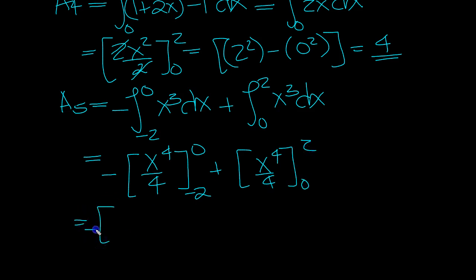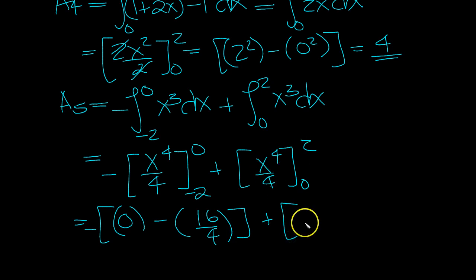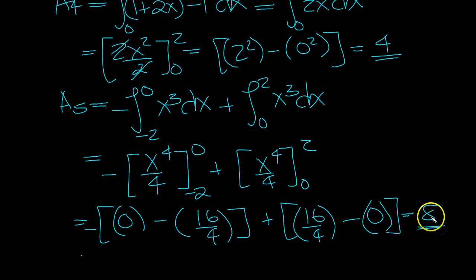Let's work it out then. Top value will be 0, won't it? Minus the bottom value, minus 2 to the 4 is 16 over 4. So that's that one. Plus, and then 2 to the 4 is 16 over 4. Minus 0, is the bottom value when you put 0 in. So 4 plus 4, which is 8 units squared.